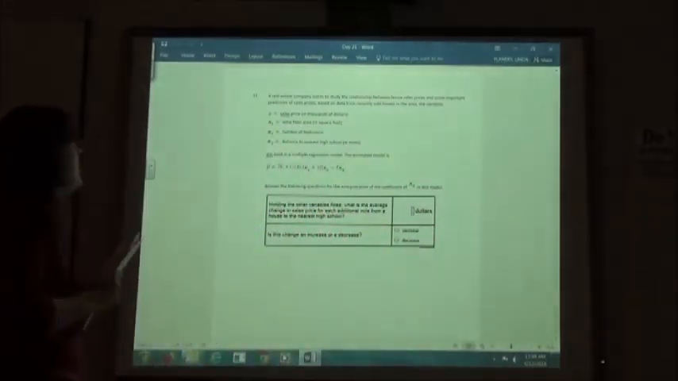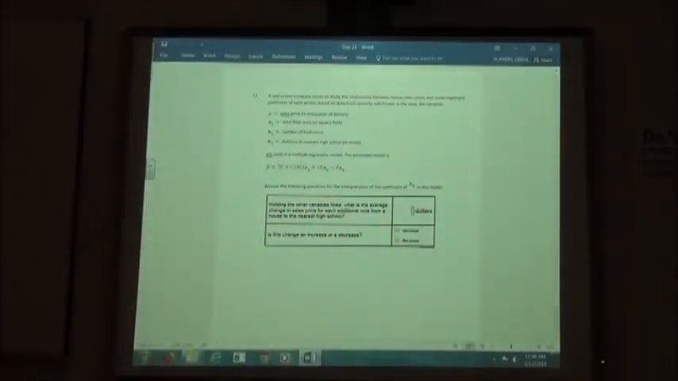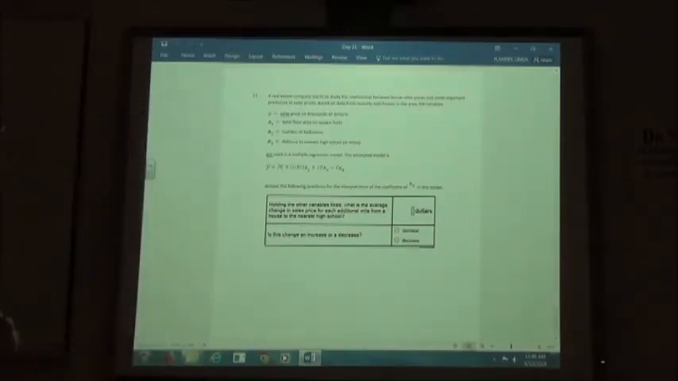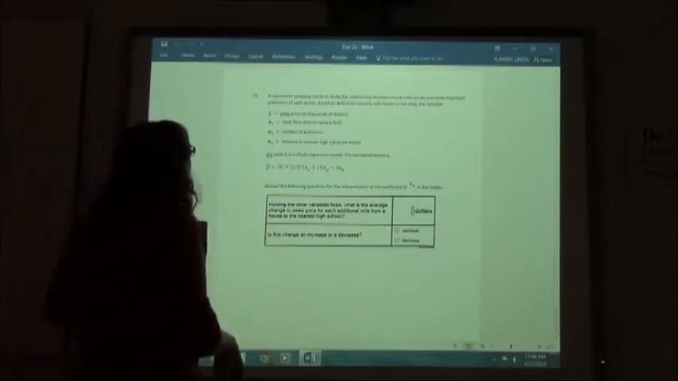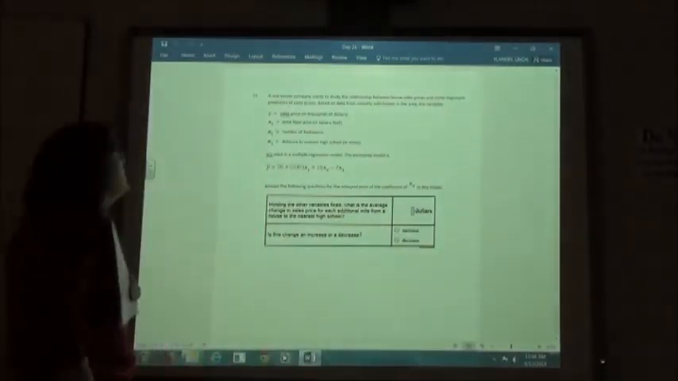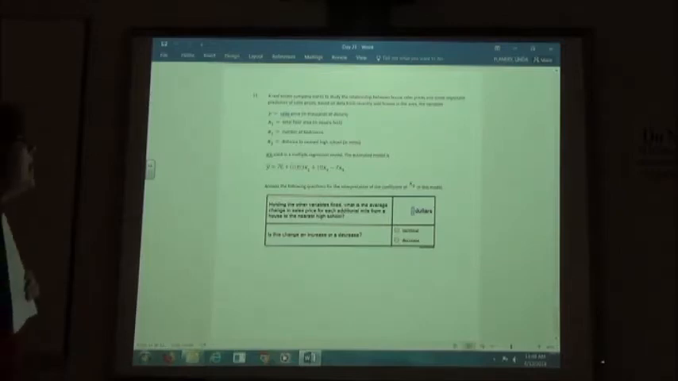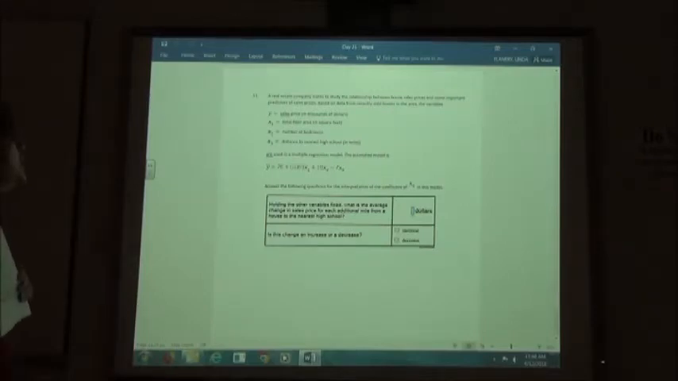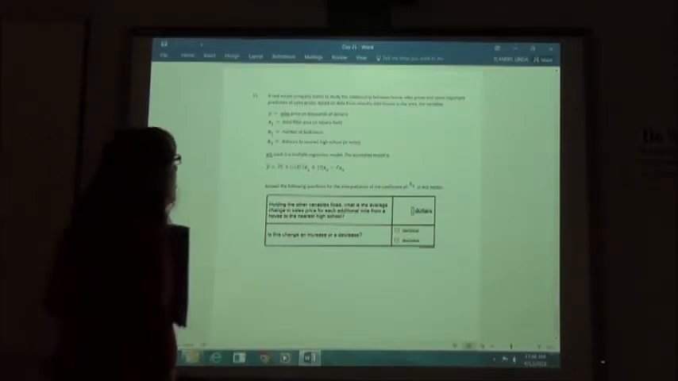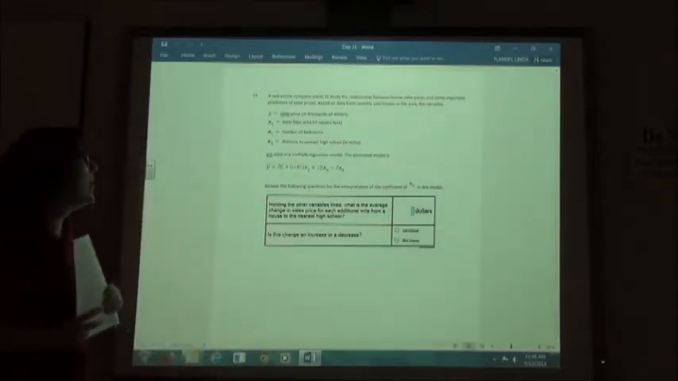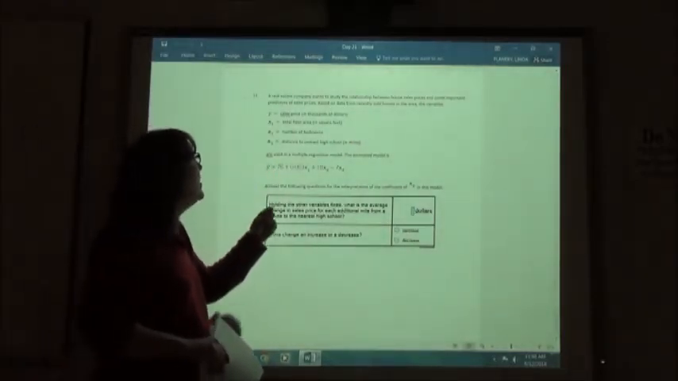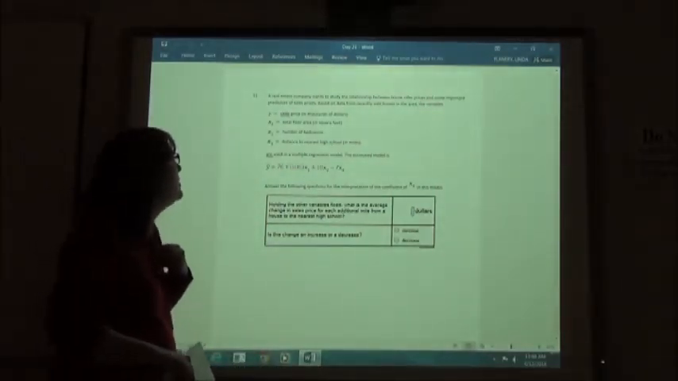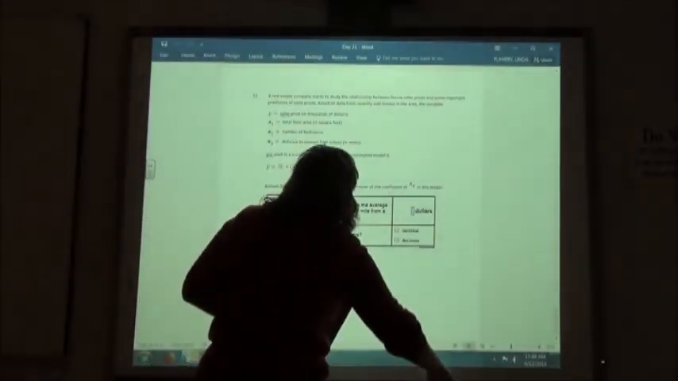Number 11, a real estate company wants to study the relationship between house sales prices and some important predictors of sales. Based on the data from recently sold homes in the area, the variables y equals the sale price in thousands of dollars, x sub 1 the total floor area in square feet, x sub 2 the number of bedrooms, x sub 3 the distance to the nearest high school in miles, are used in the multiple regression equation. The model estimates that y hat is equal to 76 plus 0.083 times x sub 1 plus 18 times x sub 2 minus 7 times x sub 3.